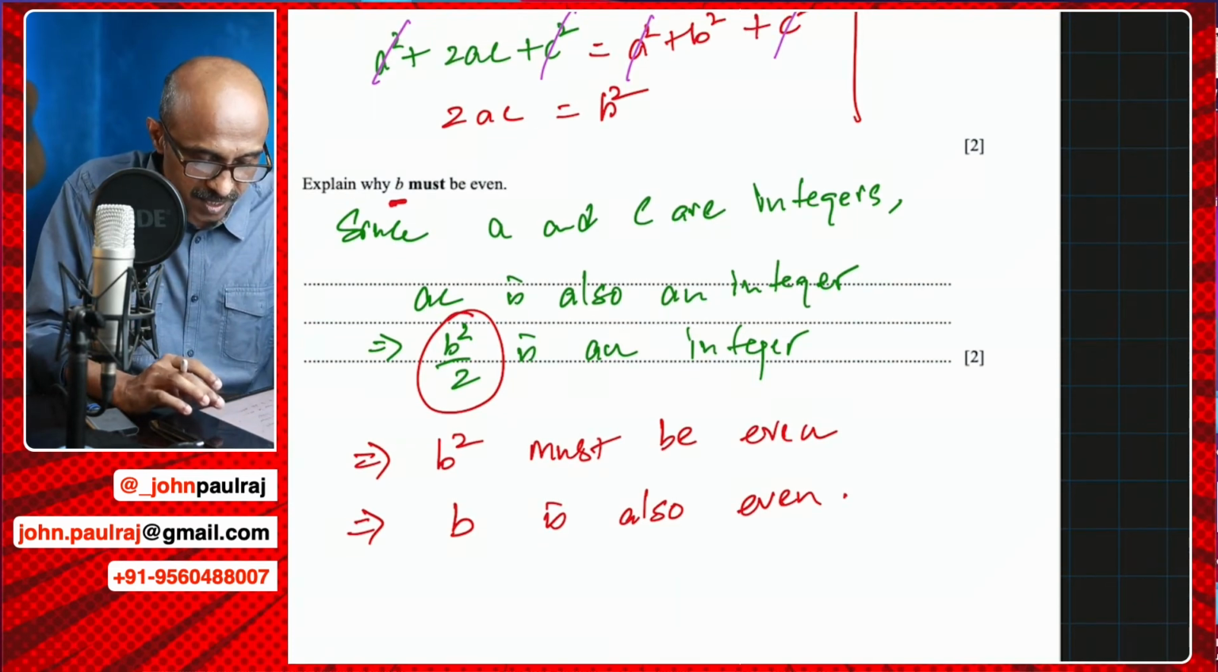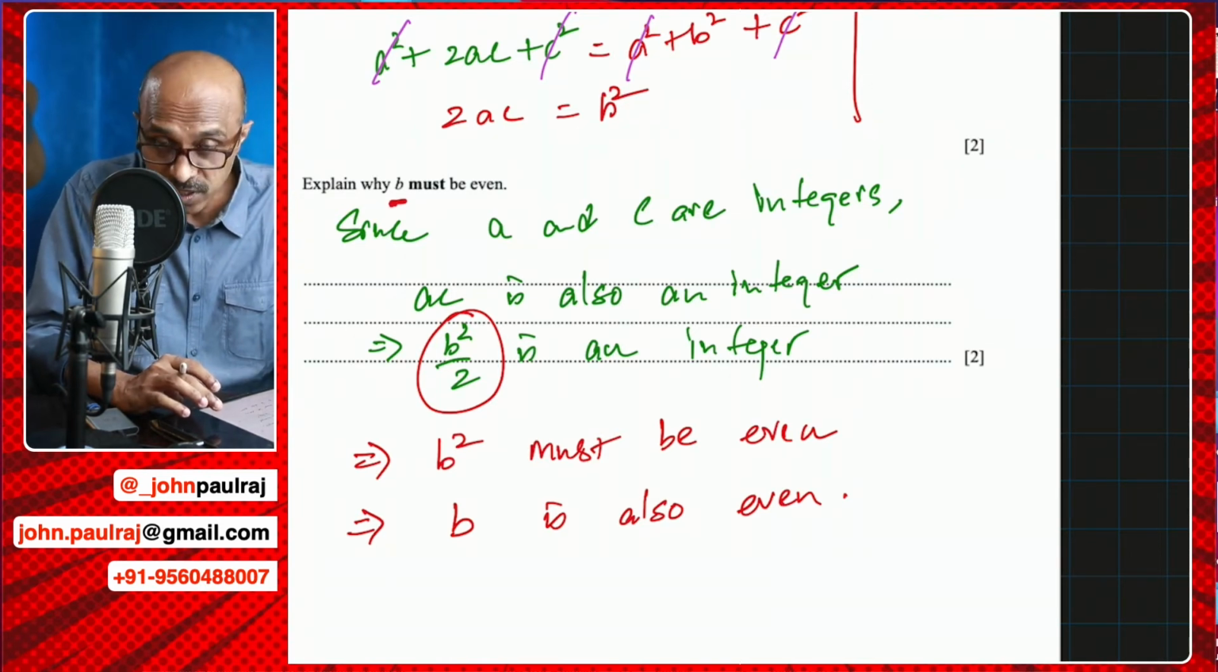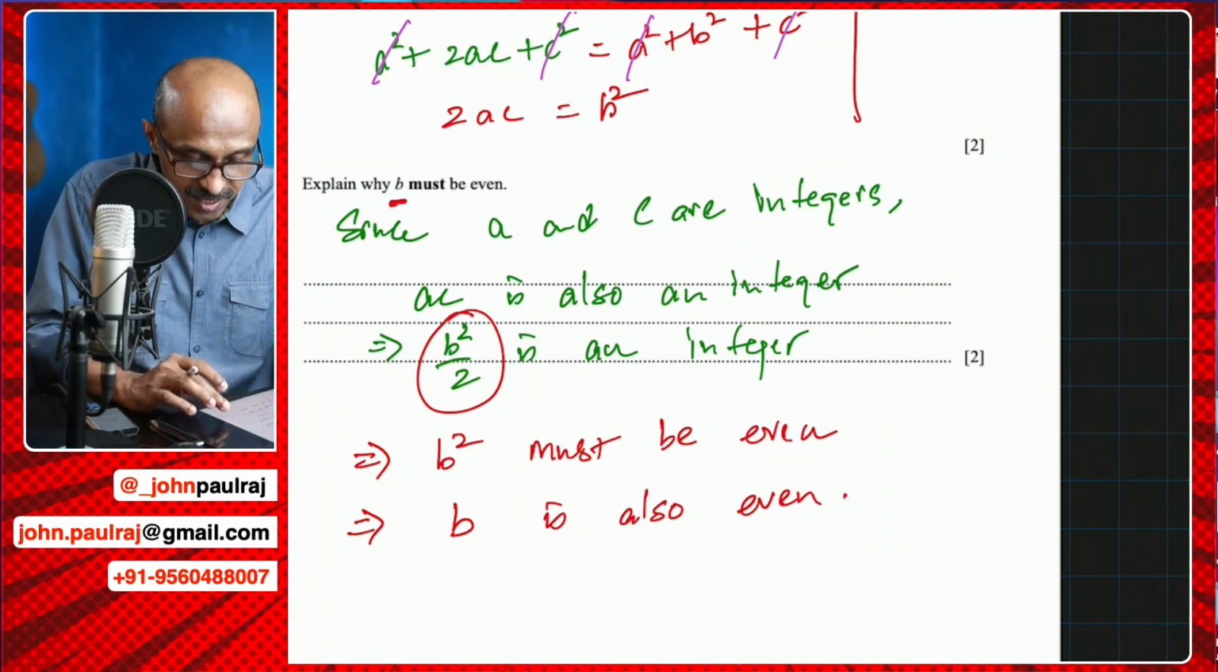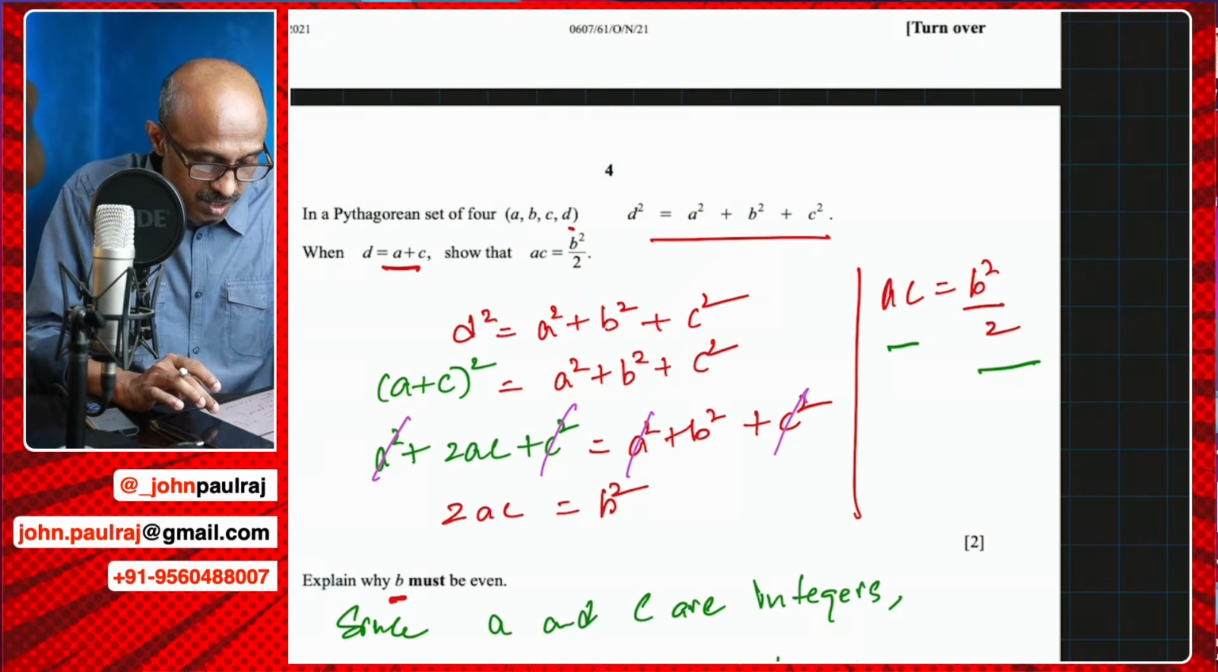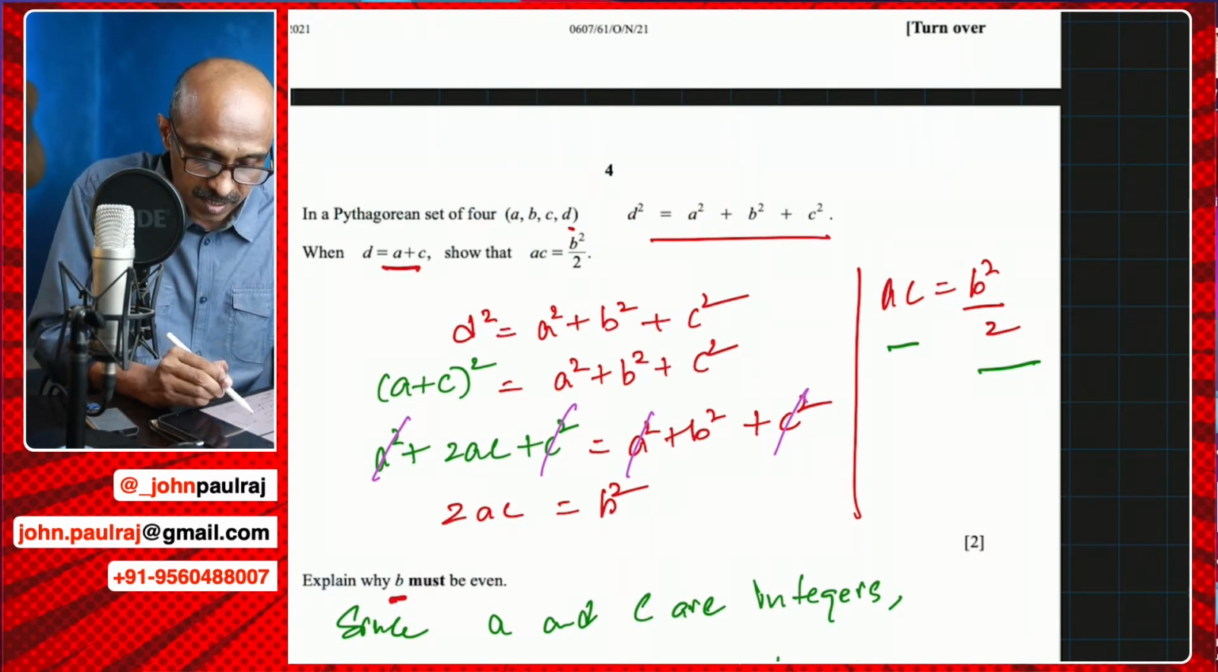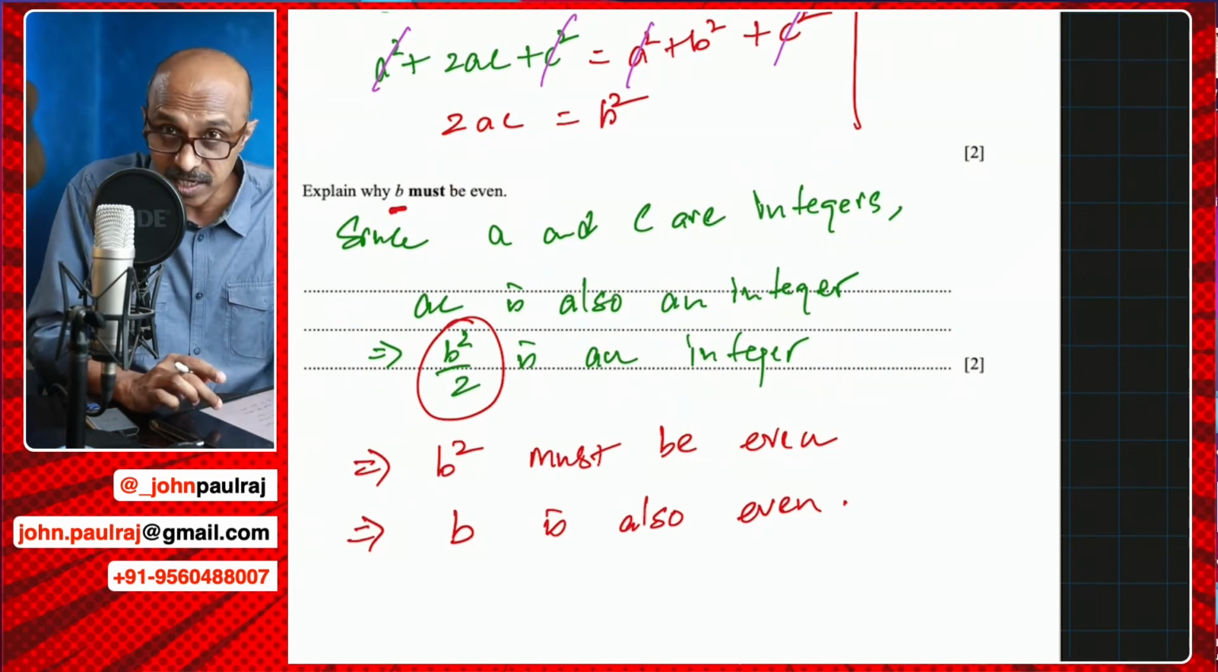We started by saying that a and c are integers because they are members of that Pythagorean set of 4, so they're integers. So their product is an integer. A times c is an integer. If a times c is an integer, then b squared by 2, which we just proved earlier in part a, is equal to a times c. They're equal, so that means b squared by 2 is an integer.